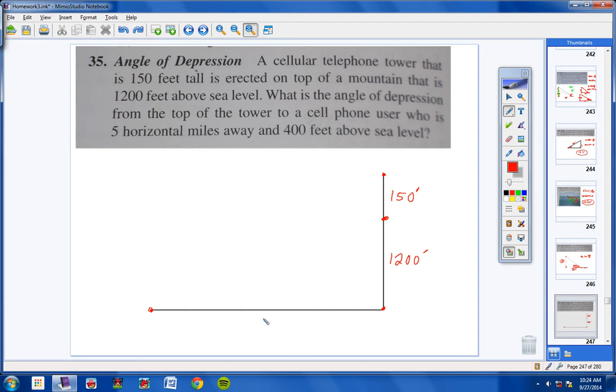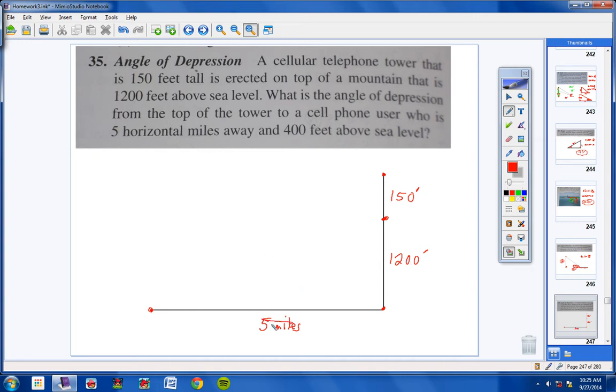Now, sorry students, you're 5 miles away. Okay, you're 5 miles away, and let me see what it looks for. Let's go ahead and convert. We can't use feet and miles, so real quick, I'm going to change this 5 miles to 5 times 5,280.